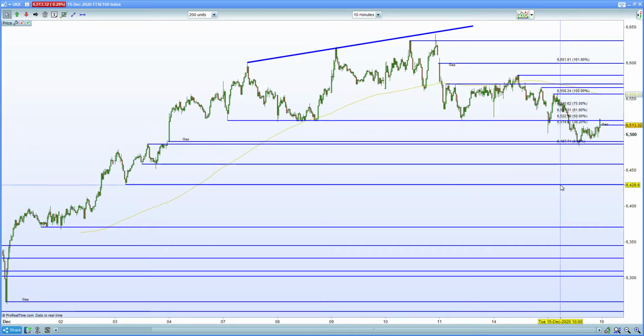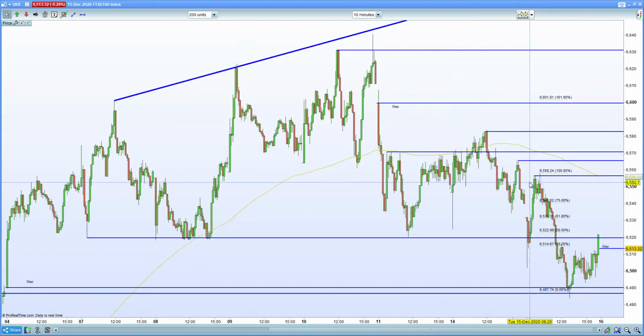If we crack the 6490, then it opens up the support at 6460. We've got support at 6430. So watch out there in terms of the downside.